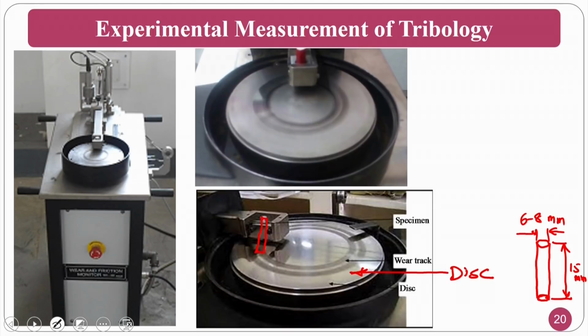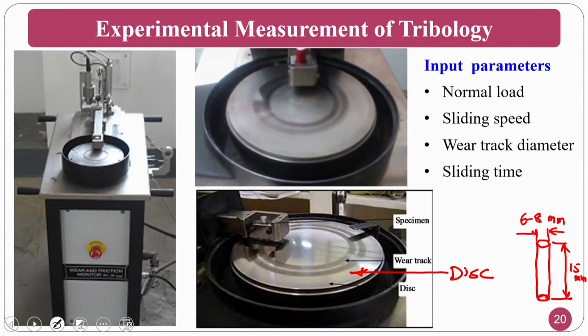Okay, so this pin you will hold here, and you are giving some input conditions. What are the input conditions that you are going to give? One is normal load. If you see here, there is a load cell, and this is a cantilever beam type that is holding. So you can put a load connecting to it here, on the other side which is not visible here. So you can put load. That is how much load you have to put.